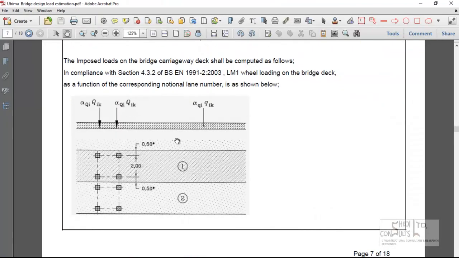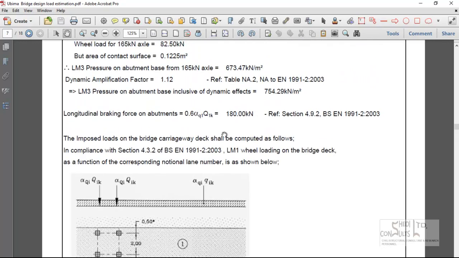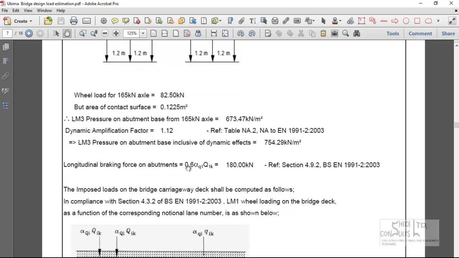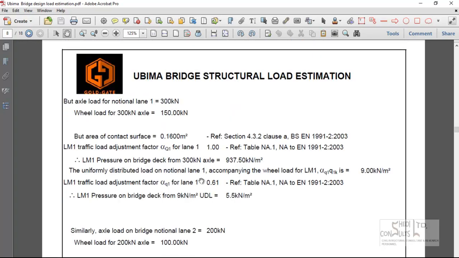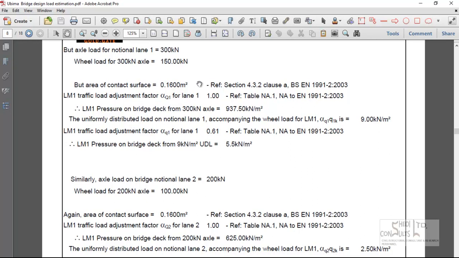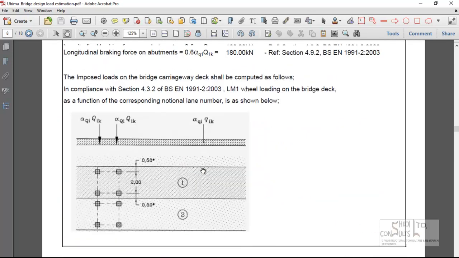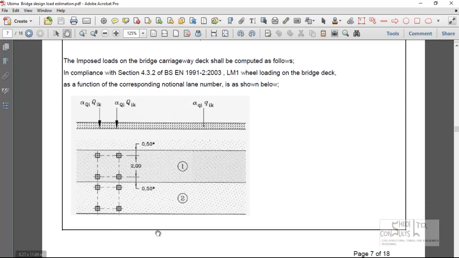Now, I was referring to the imposed loads on the deck. You have the vertical imposed loads for LM1, which is divided into two. The LM1 load criteria in compliance with Eurocode is based on an axial load and uniform pressure load. So the axial loads are divided into the notional lanes. You have axial load for lane 1, axial load for lane 2, and then axial load for lane 3.